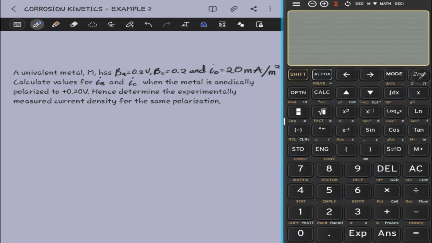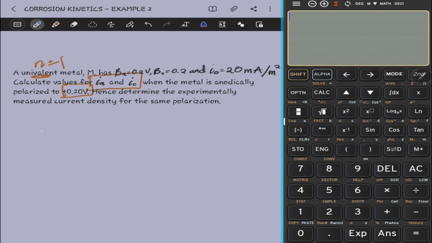Corrosion Kinetics, example 2. So what this says is that it's given a univalent parameter, meaning that n is equal to 1, and we're given all this. It wants us to find the current densities, anodic and then cathodic, when the metal is anodically polarized. So this basically means the anodic overpotential.